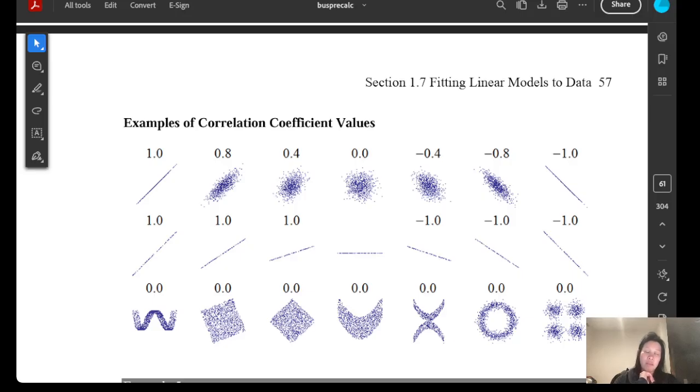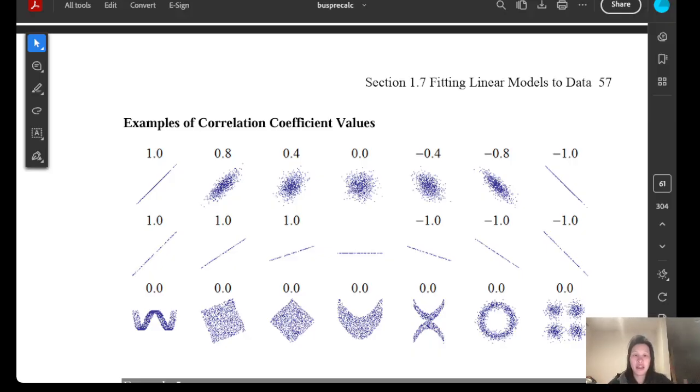Here is the example from the textbook showing the correlation coefficient values. The first one is really strong, so the r value is equal to 1. When it comes to the second one, you see 0.8. The points are a little bit farther away from each other, but it's really clear that the trend is still a straight line. That's why we define it as 0.8.